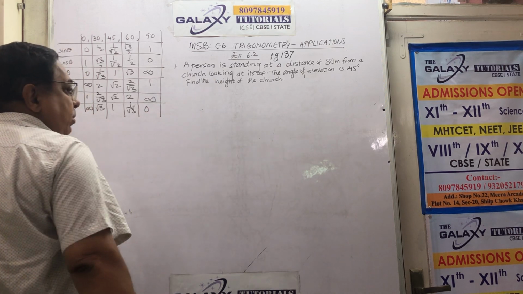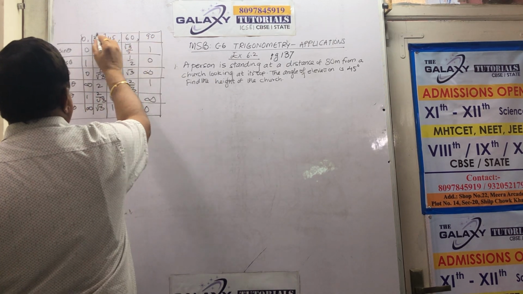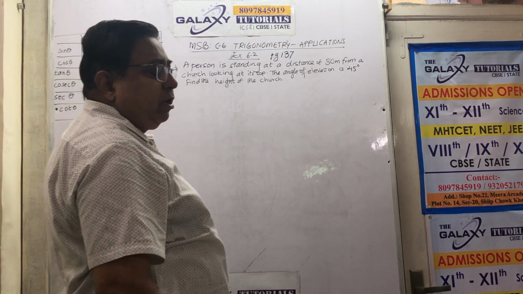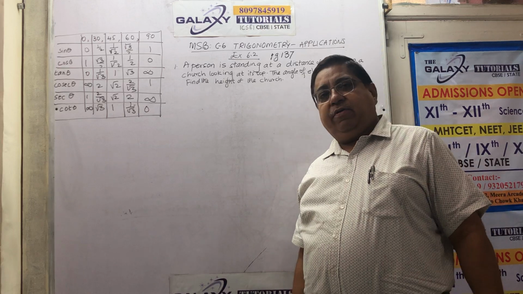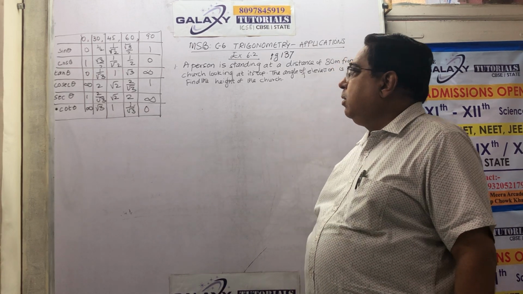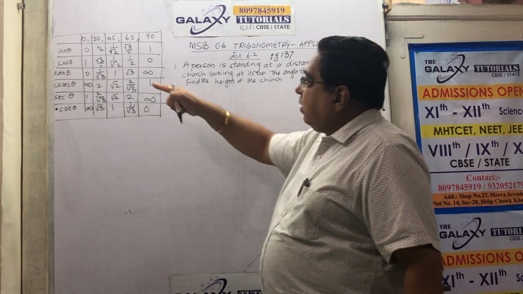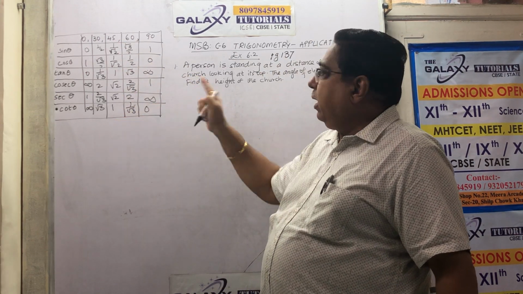I am going to use it. You have to memorize this or learn to make the table first in the exam. There is no shortcut to this. How to remember? I have taught you in 9th standard. If you still have difficulties, please contact us and I will solve your difficulty. So I need 45. I will be using some value from this 45 column and we will see.